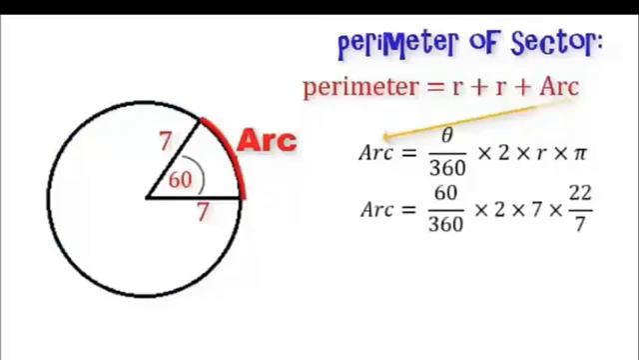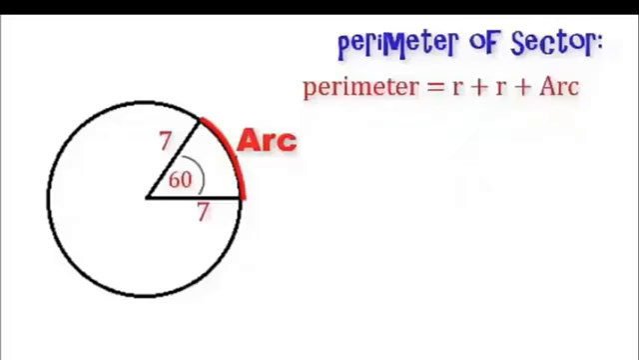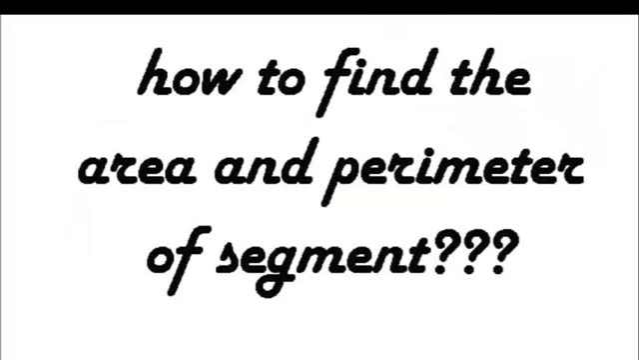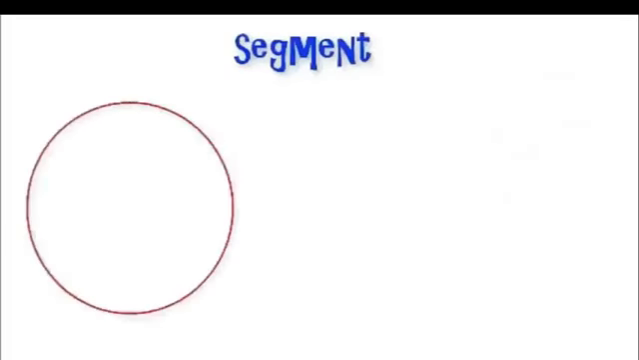If the sector angle is 60 and the radius is 7, we substitute and the arc is 7.33. Then the perimeter of this sector is 2 times radius plus arc, equal to 21.53. Now we move on to the area and the perimeter of the segment. Segment is a part which is cut from the circle by a chord, a line between.